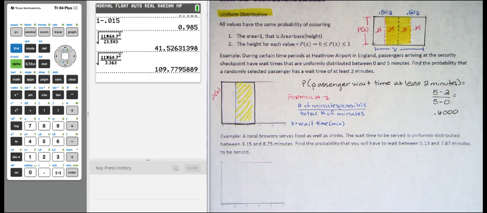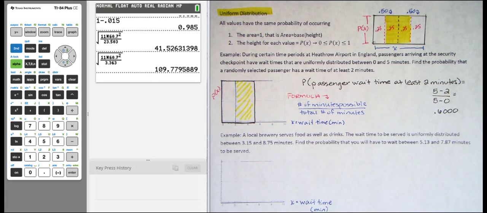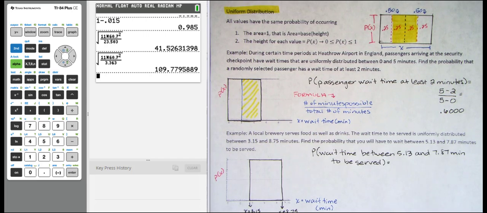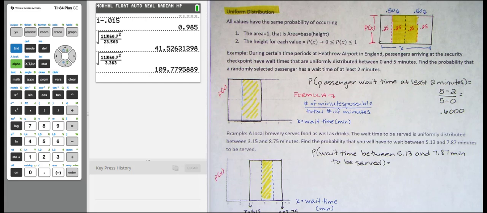Let's look at another example. A local brewery serves food as well as drinks. The wait time to be served is uniformly distributed between 3.15 and 8.75 minutes. Again, this can be represented by the horizontal axis for x. The section of wait time that is uniformly distributed is between 3.15 and 8.75 minutes. We are asked to find the probability that you will have a wait time between 5.13 and 7.87 minutes to be served.